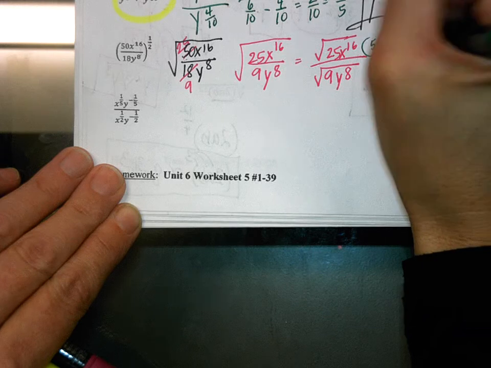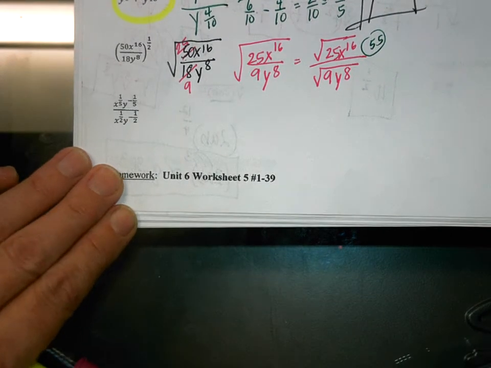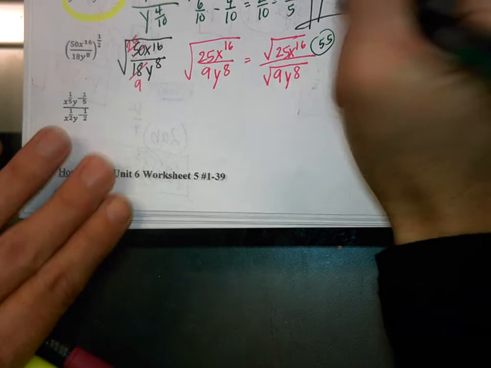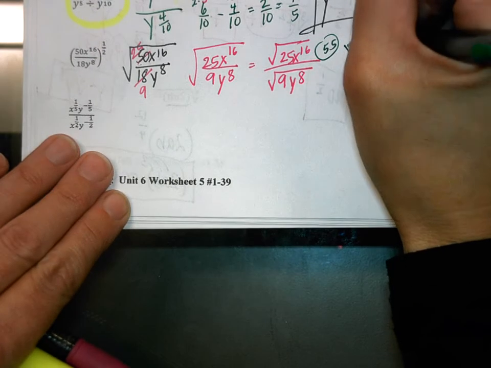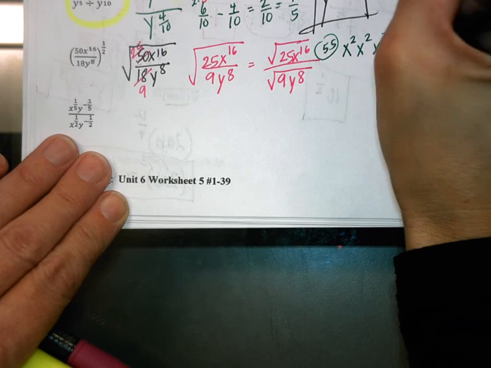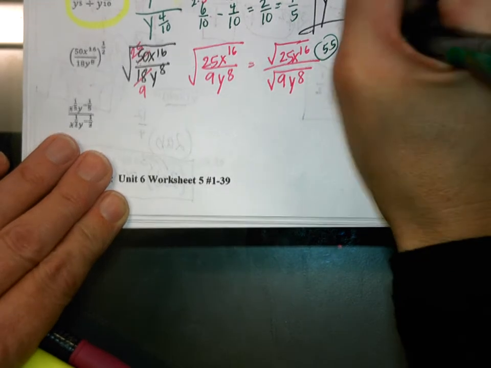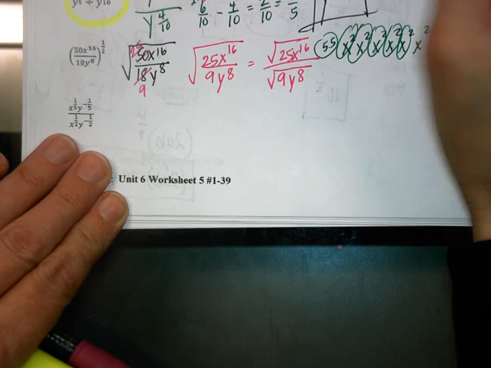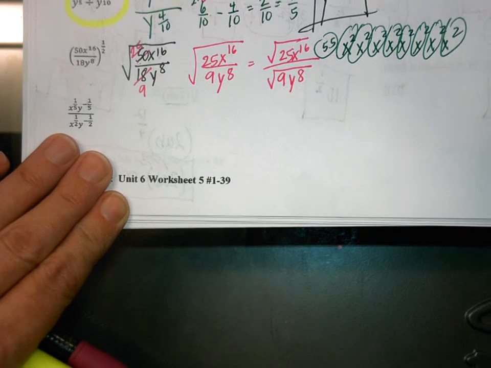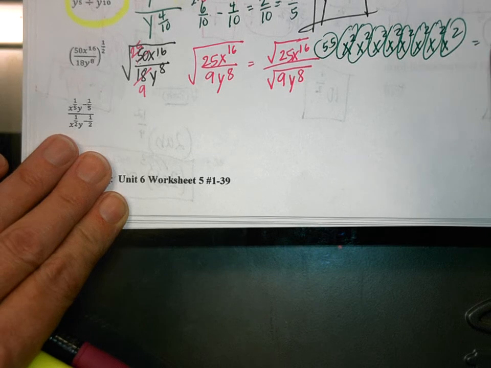And then how would I write out x to the 16th? X to the 8th. Yeah, I'm going to write it out, but some of you can do it in your head, and that's fine. So I'd count out by 2s. So 2, 4, 6, 8, 10, 12, 14, 16. How many groups do I have? So we end up with 5x to the 8th on the top, nothing left over.